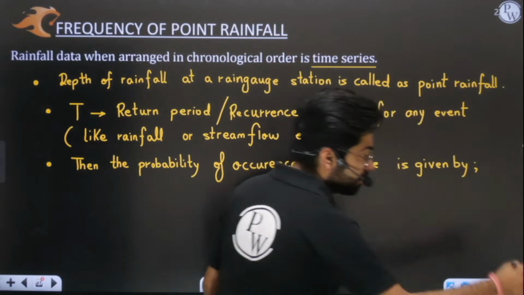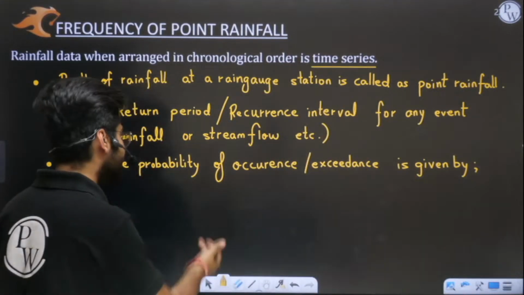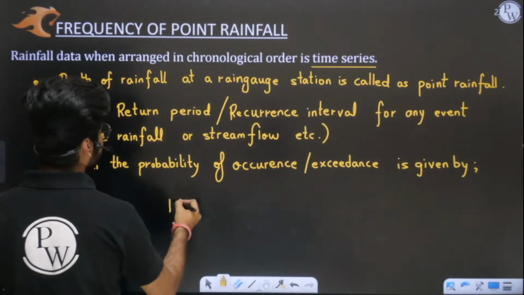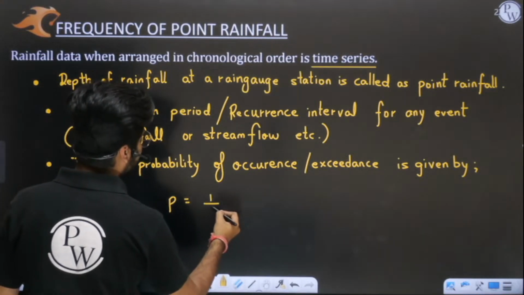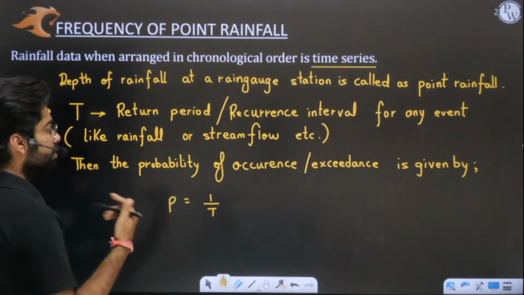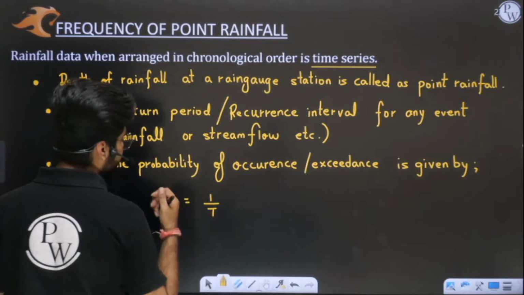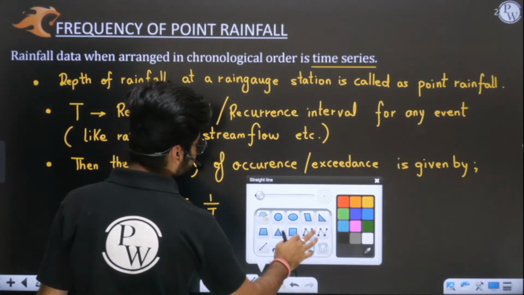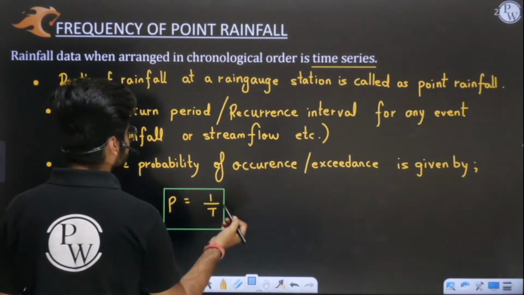P equals, yes, perfect, Sushil. F is equal to 1 by T. Same formula I'm going to write here: P is equal to 1 by T. Simple. This P is nothing but probability, or simply you can say frequency. Both are one and the same here.